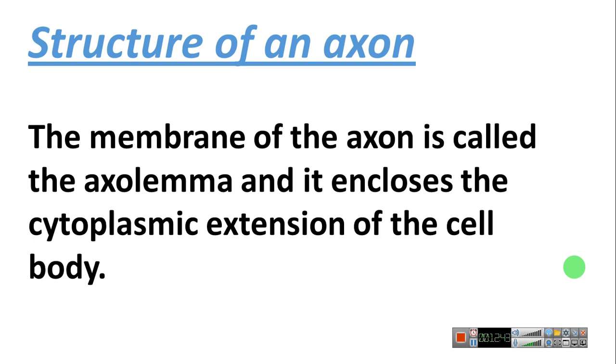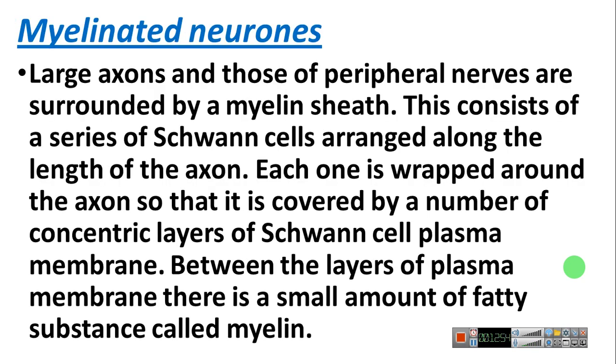Structure of an axon. The membrane of the axon is called the axolemma and it encloses the cytoplasmic extension of the cell body. Myelinated neurons, large axons and those of peripheral nerves are surrounded by a myelin sheath.